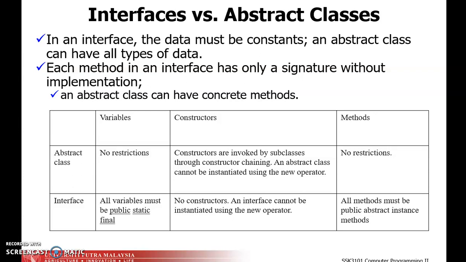First of all, an abstract class can have all the data types, whereas in an interface the data can only be a constant. An abstract class has the option to include abstract methods and concrete methods. The first is only to provide the signature of methods, while the latter can provide implementation details. However, an interface can only provide method signatures without an implementation body. The following table illustrates more details about variables, constructors, and methods.